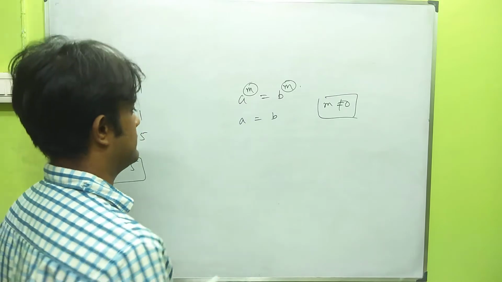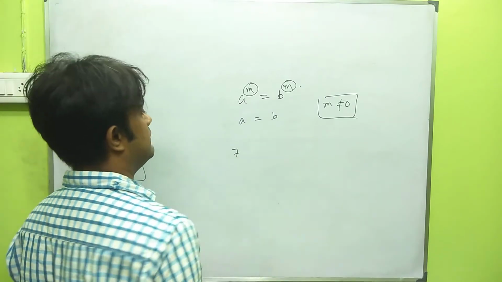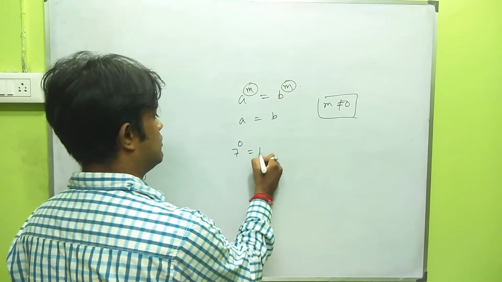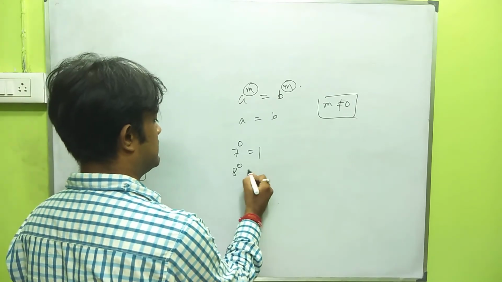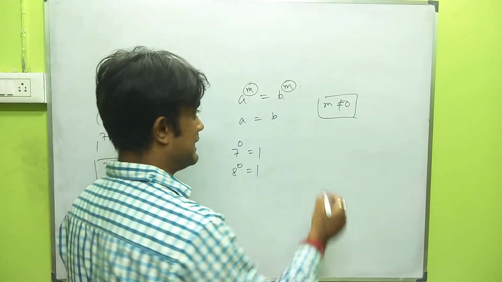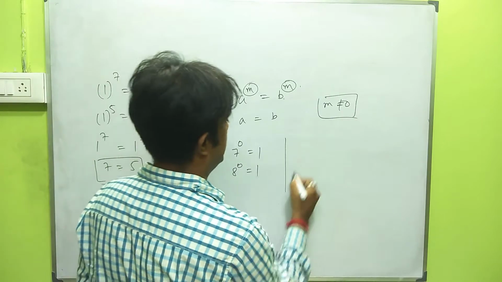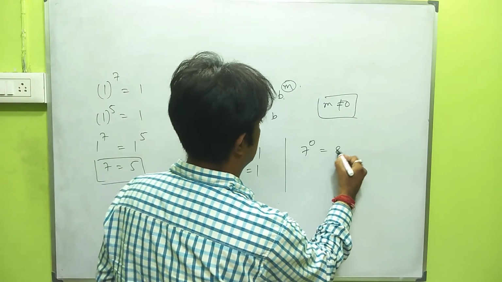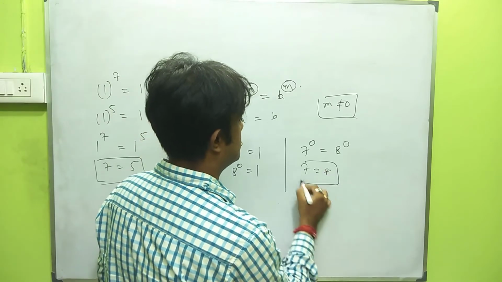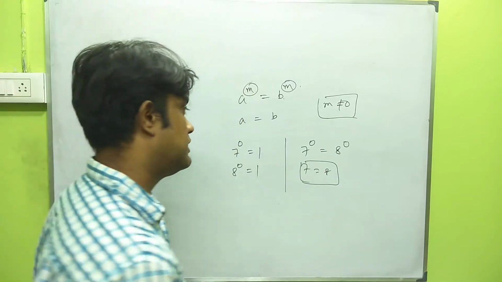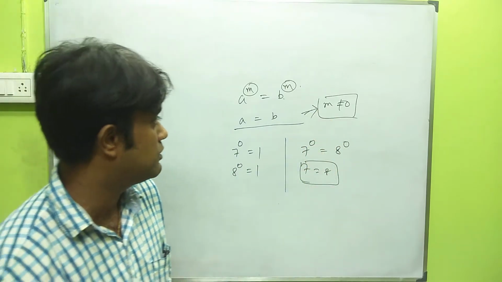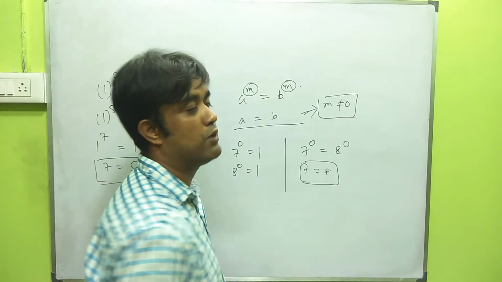Suppose 7 to the power 0, we know that is 1. 8 to the power 0 is equal to 1. So if this formula holds for m is equal to 0, then what will happen? 7 to the power 0 is equal to 8 to the power 0, as this power is same, so 7 is equal to 8. So this rule is not applicable for m equals to 0. So we must write that m not equals to 0.